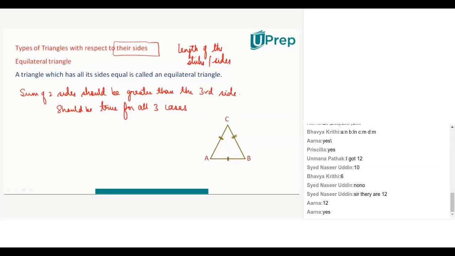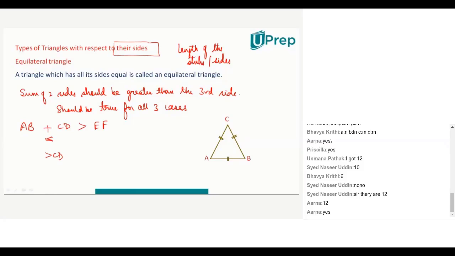I've just written what Unmana is trying to tell us. She says the sum of the two sides should be greater than the third side, and this should be satisfied in all the three cases. That is, if I have three sides, say AB, CD, EF, she's saying AB plus CD should be greater than EF, CD plus EF should be greater than AB, and AB plus EF should be greater than CD. That is what she's trying to say.